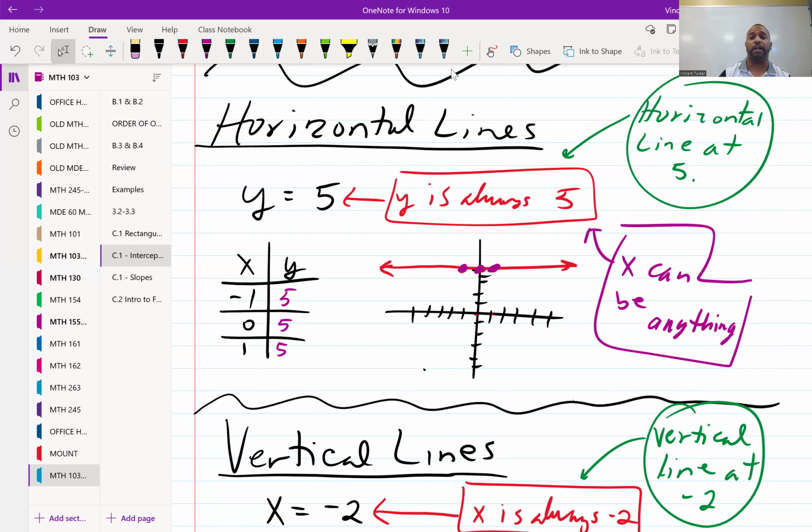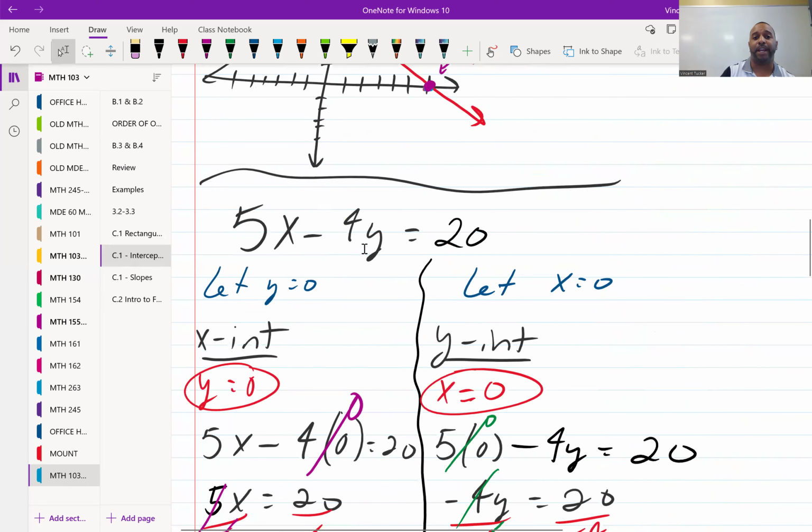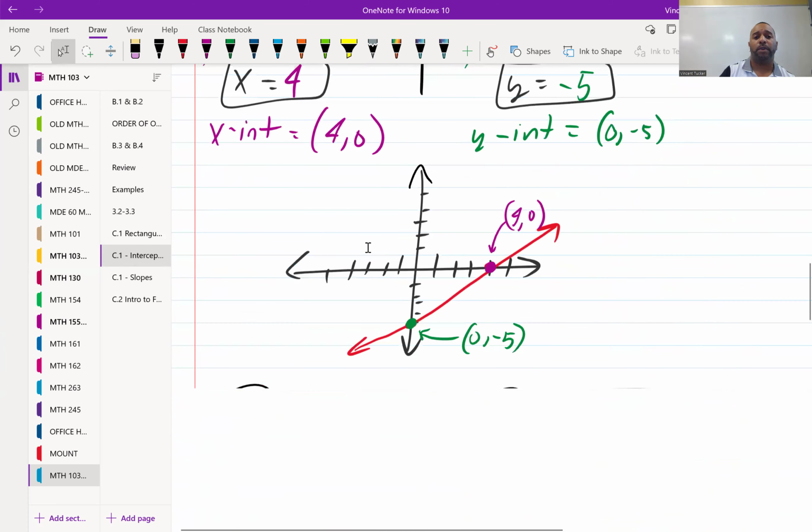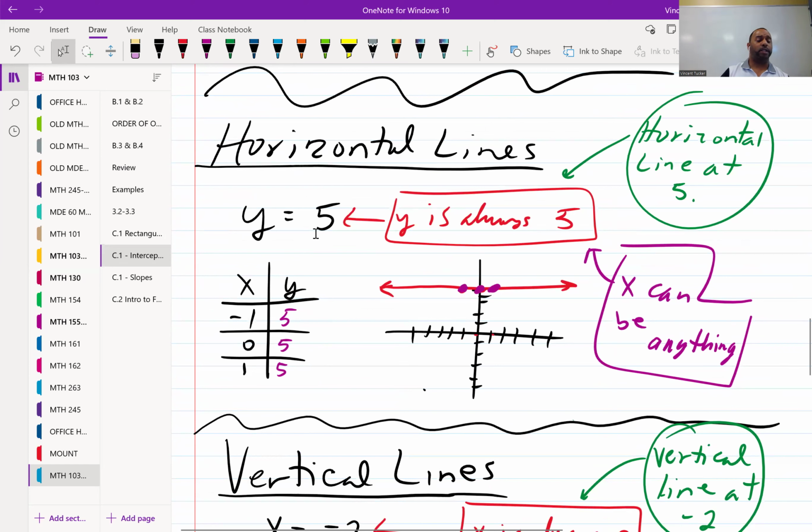So we're looking at horizontal lines. Notice the difference between this equation and the equations before this one. Notice how those equations have X and Y involved, but this equation only has Y. Whenever you have an equation that just says Y equal to a number, that is going to give you a horizontal line. And so here we have Y equal to 5. That means that no matter what X is, X can be anything, but Y will always be 5. So if you had to create an XY chart, like here, I just did -1, 0, 1, but Y is going to be 5 all the way down. All right.